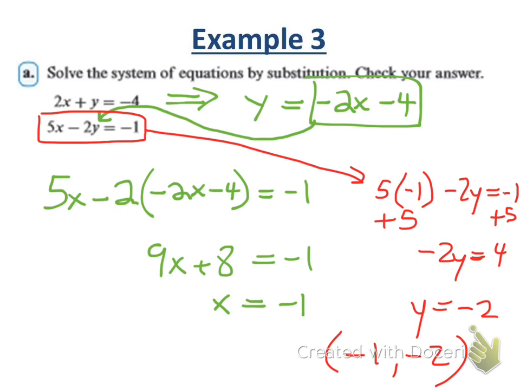All right. Substitute that into the other equation that we didn't use to solve for y. Make sure it's true. It's 2 times negative 1 minus 2 equal to negative 4. Yes, it's negative 2 minus 2, and that is equal to negative 4. So we're going to go with that solution. Okay? Solving by substitution.